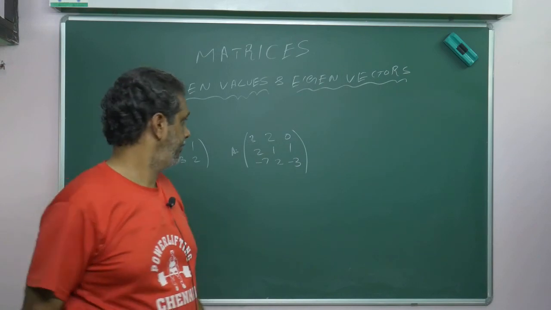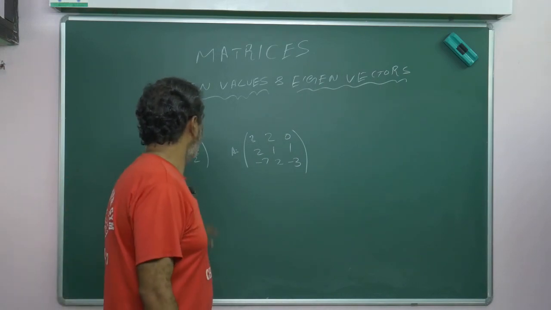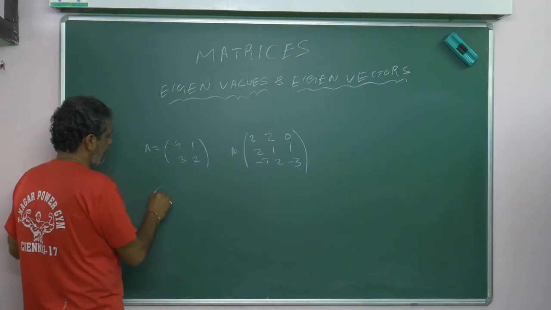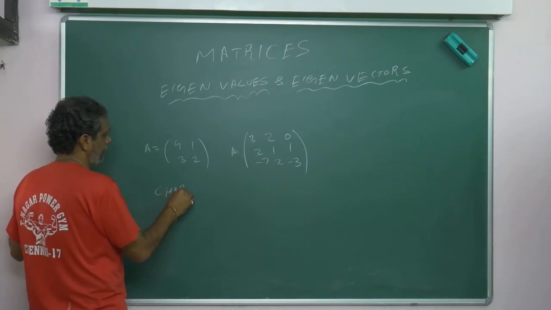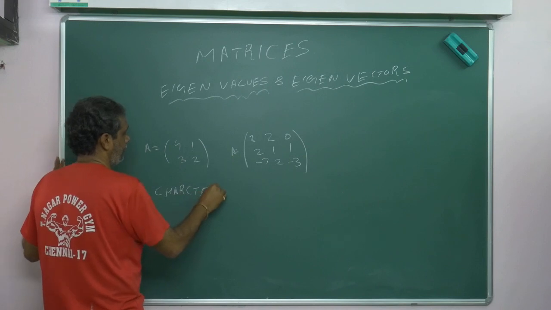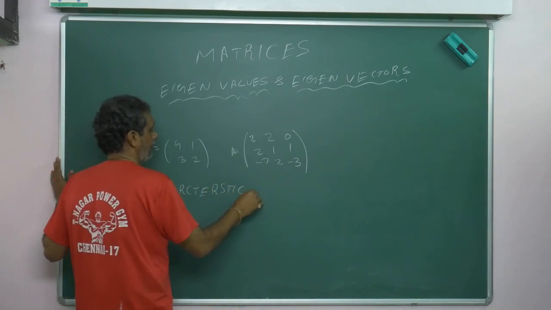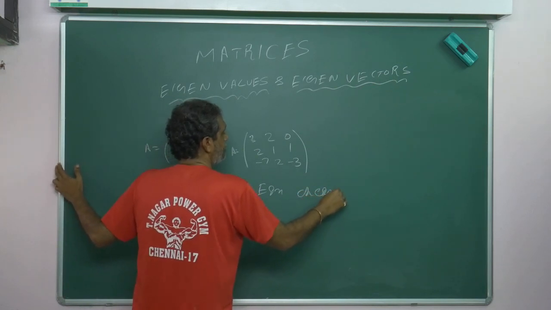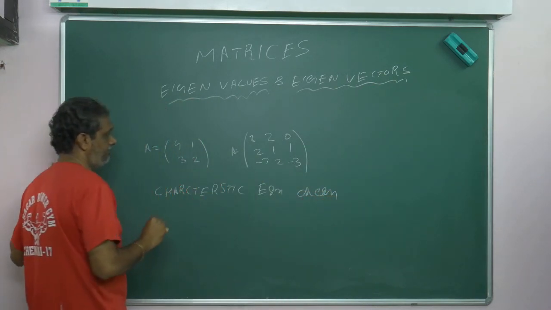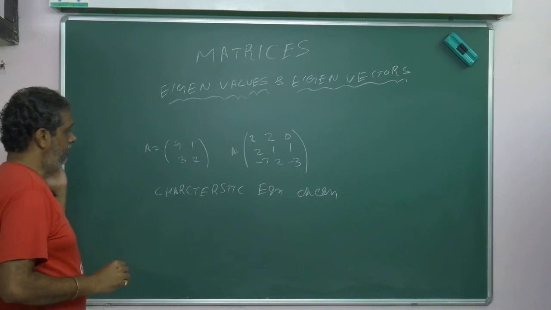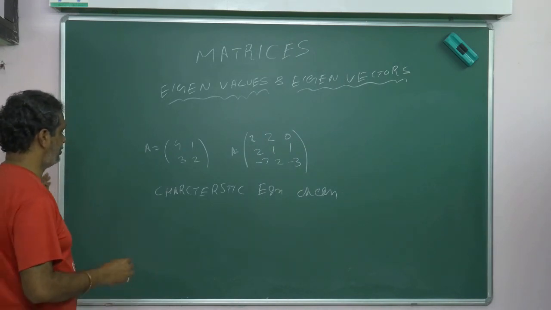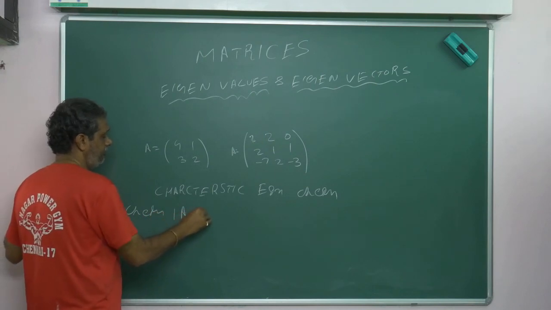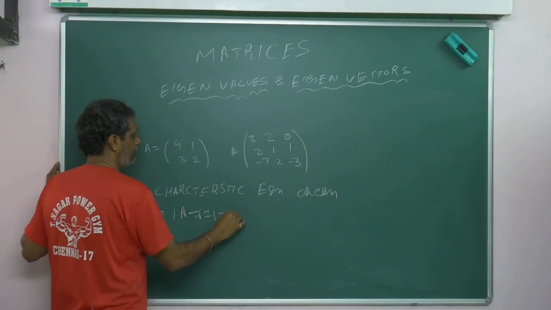You don't worry. Now I am taking a 2 by 2 matrix. If they ask for eigenvalues, you write the characteristic equation. Hereafter I will call it the CH equation, because I feel lazy writing the full name. First, always find the CH equation. What is the CH equation? Determinant of A minus lambda I is equal to 0.